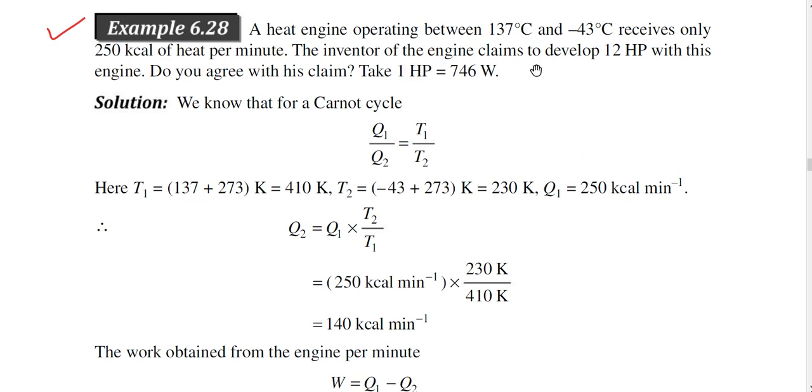The inventor of the engine claims to develop 12 horsepower with this engine. So, the inventor claims that the power is 12 horsepower. Do you agree with this claim? Take 1 horsepower is equal to 746 watt. Now, the point is that from the data, the temperature values are given, and another thing is Q1 is also given. So, we know Q1 by Q2 is equal to T1 by T2. Now, from the values of T1 and T2, and as Q1 is given, you can calculate the value of Q2. So, this is the value of Q2.